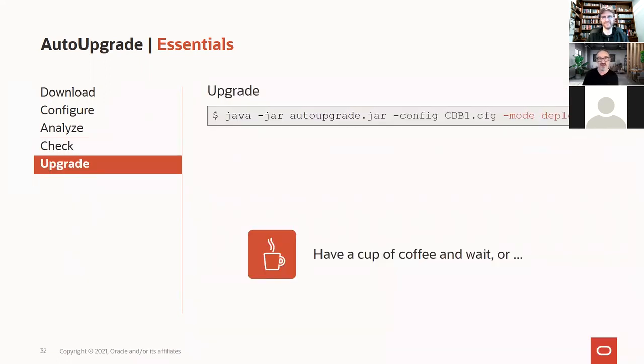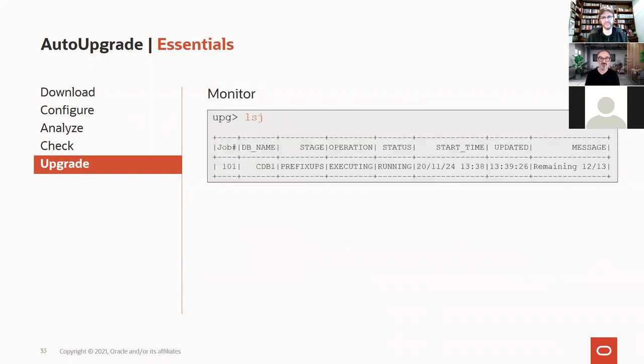Then you can kick off AutoUpgrade, and -mode deploy does now the following. It runs again the analyze. Then it runs the fix-ups, so it fixes everything. It runs the upgrade, and it will also do all the post-upgrade steps, like recompilation and time zone change, dictionary statistics gathering, and so on. So you can have a cup of coffee or tea and wait, or you could monitor. When you kick off AutoUpgrade, it opens a job console, and with lsj, the Unix command ls with a J for job, you see the actual job running.